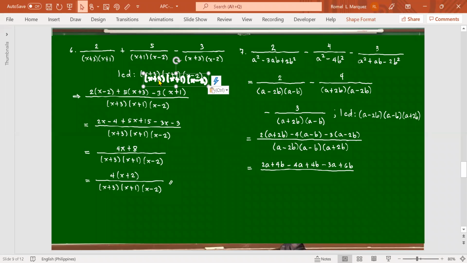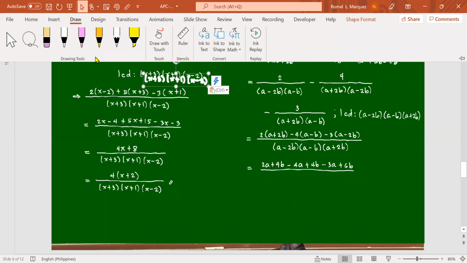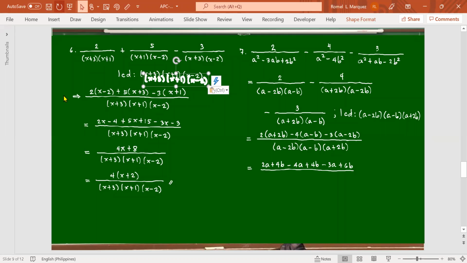Ay, control C. Ay, I have to, wait a minute. Ano ba yan? Mali. I have to copy this. This is what I want to copy, so that I'm not going to write anymore. Yan.